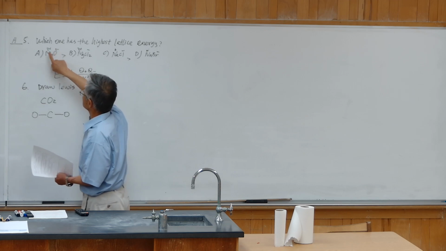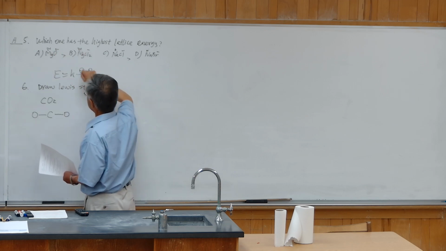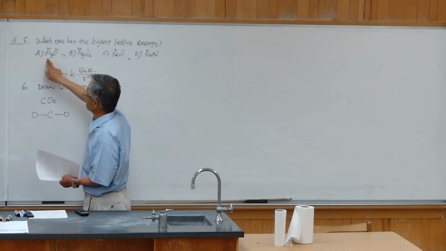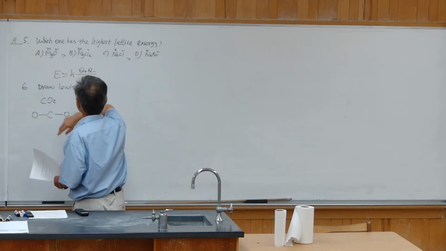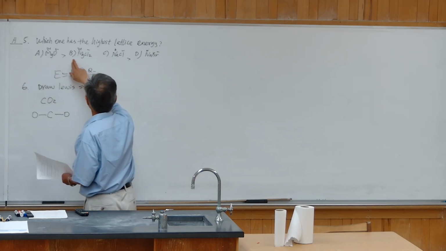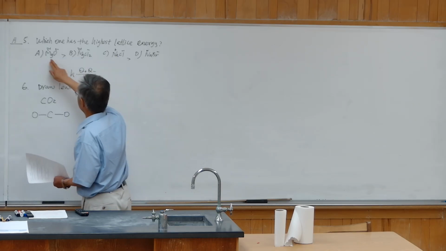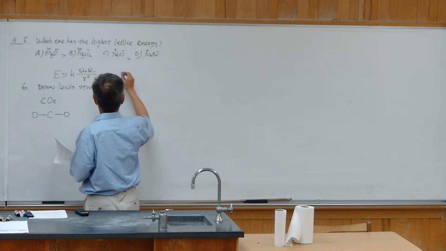Charge is 2 times 2 is 4, and this is 2 times 1 is 2. Right, so both charge and size tell us A has greater lattice energy. So A is greater than B, and C is greater than D. Then we compare A with C. Which one is larger?